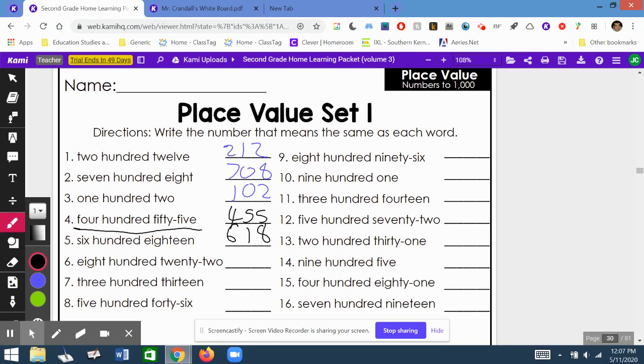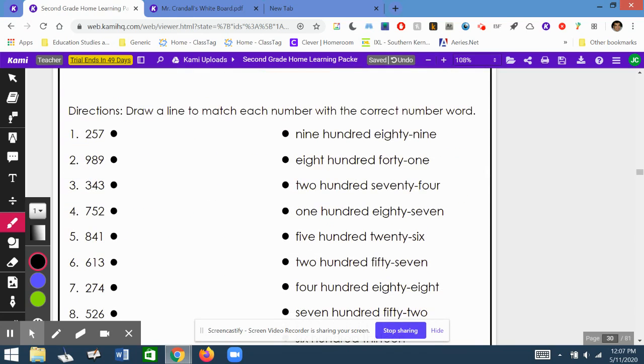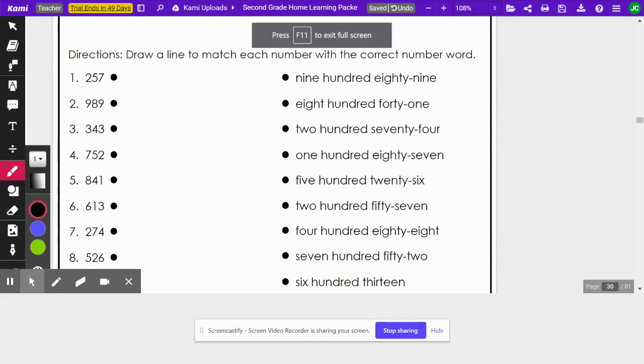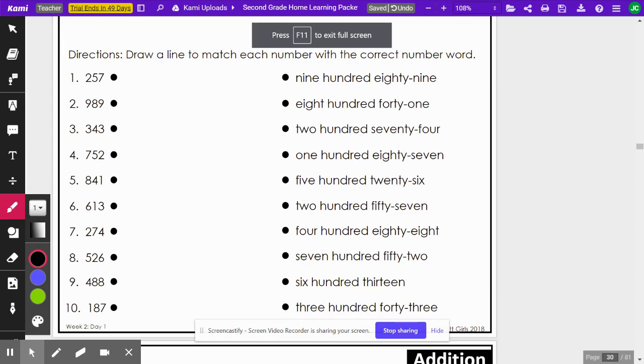All right, that's 5 of them. Let's move down to the other half of this page. Draw a line to match each number with the correct word. Now, this could take some practice, friends. Do not feel bad about it. So let's start on the right side. I think that'll be easier.